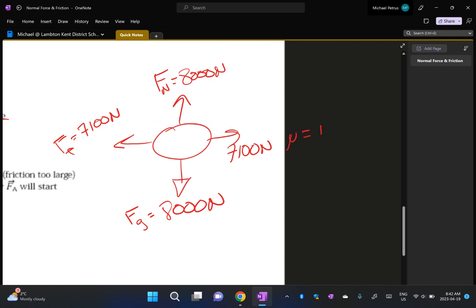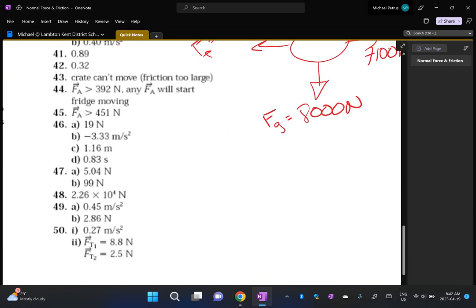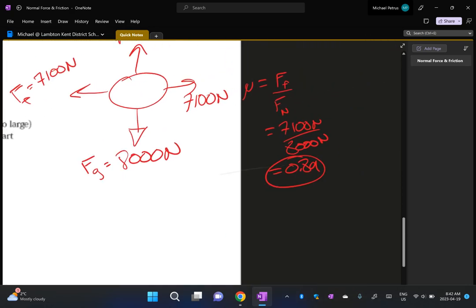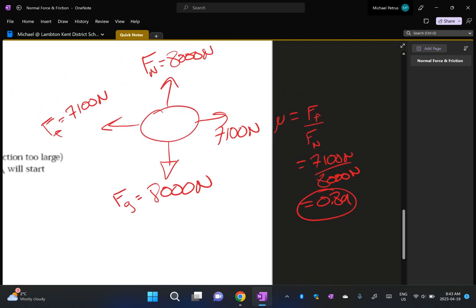So the question says, what's the coefficient of friction? That's force of friction divided by the normal force. So friction, 7,100 newtons, normal force is 8,000 newtons. And I just have to type that in, and I'm going to give this calculator another try. It was successful the first time, so let's see what happens the second time. And I got 0.89 for the coefficient of friction. We'll double check and make sure I didn't miss anything there. 0.89 on 41, yeah. So that's what you're doing there.